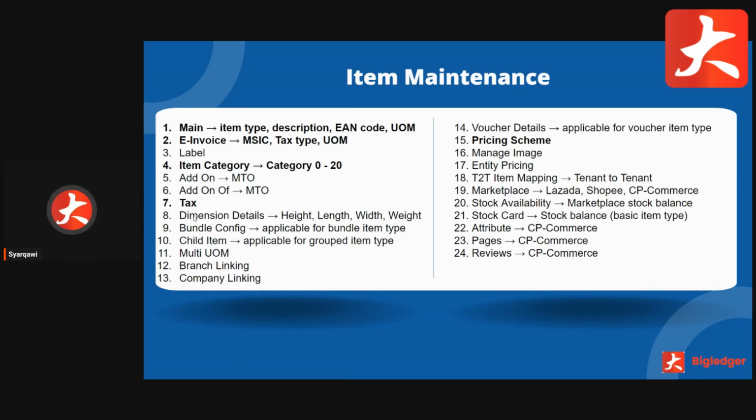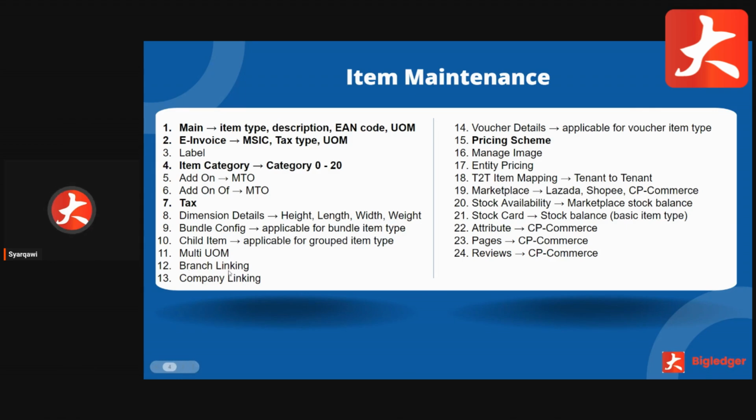The next one is the dimension detail. The user is able to specify the item height, length, and width. This is more for information. And then we also have bundle config. This one only appears if you are creating a bundle item type, then you will see a tab to specify the bundle items under the type. And then the child item tab. This one is applicable for group item type. And then we have multi UOM. If your industry is using multi UOM, then you can specify the UOM information in this tab.